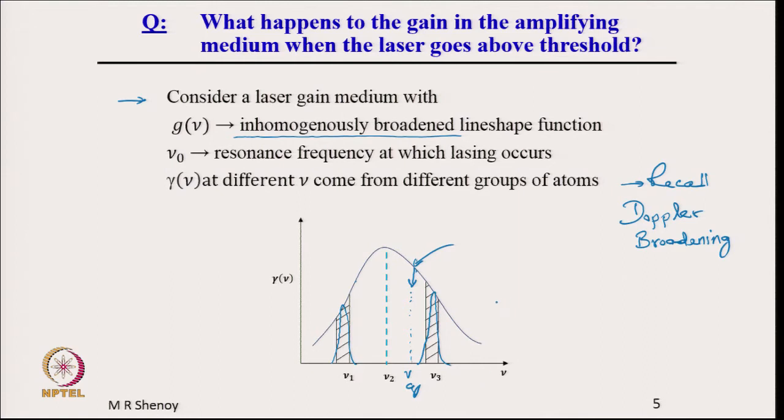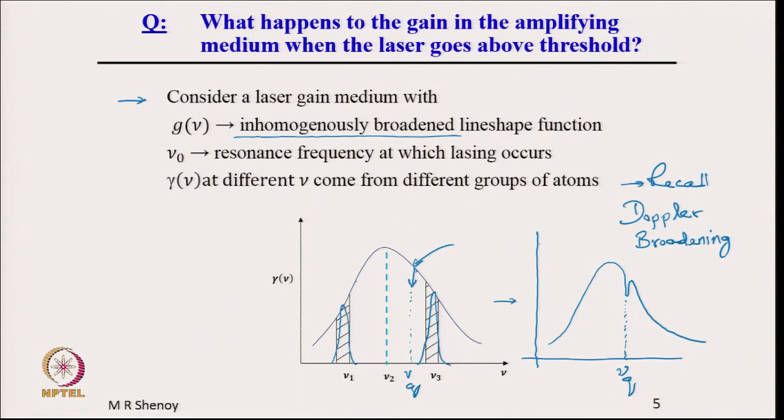What does this mean? In such a case, I would have a gain curve which would look like this. So, the same original gain curve here, but at the frequency nu q, the gain has been pulled down, and then everywhere else it remains the same. So, this is the frequency nu q where gain has been pulled down.